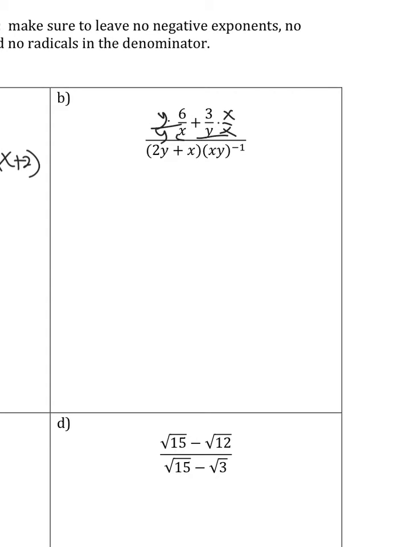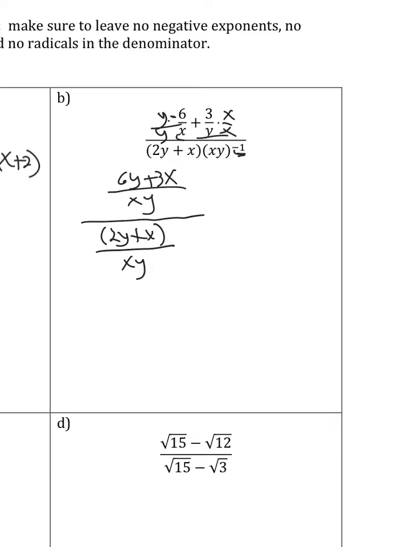The reason we're doing that is because this will give us both fractions having the same denominator of x times y. So we're going to end up with 6 times y here, and 3x over xy. Okay, that's going to be our numerator. Here on the denominator, we have this negative 1 exponent, so we're going to replace that with 1 over xy. So what the denominator is going to end up being is 2y plus x over xy.